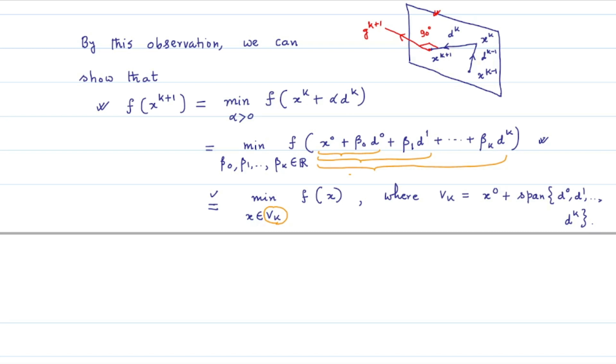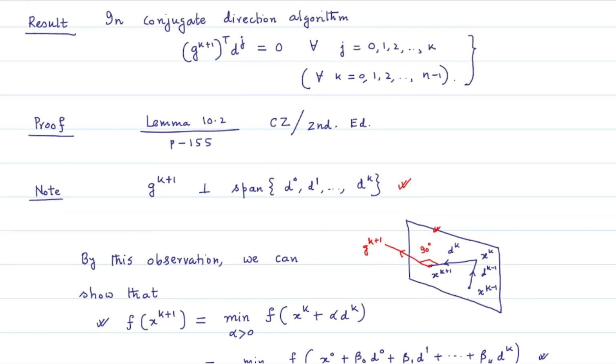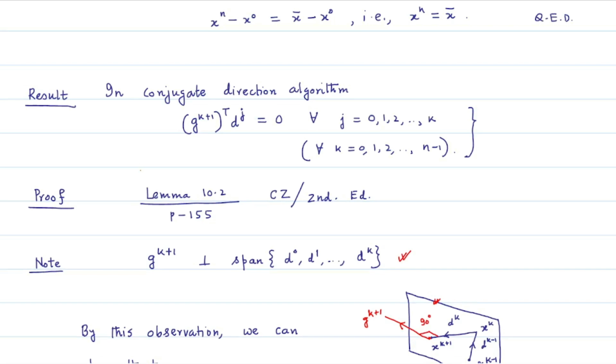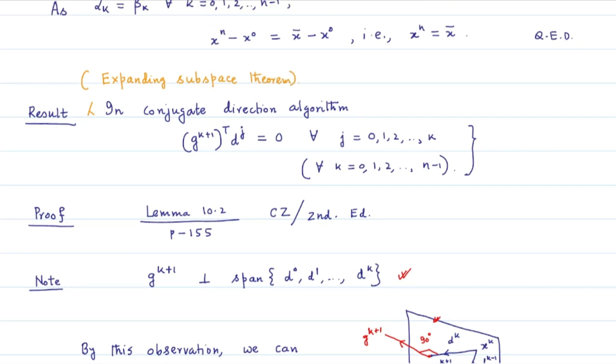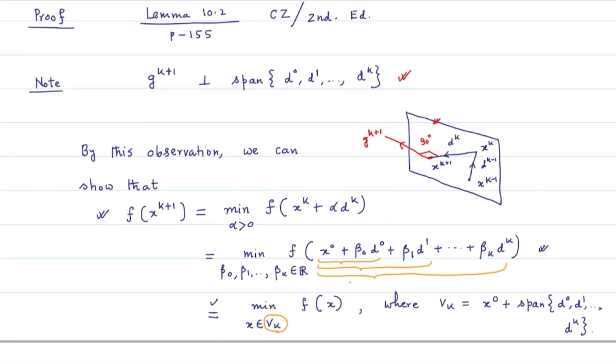As this vector space Vk gets slowly expanded and eventually fills the whole Rn, we usually refer to this result as the expanding subspace theorem. For a proof of this fact, that f(xk+1) is the minimization of f(x) over this vector space Vk, you may please look at page number 157 of Chong and Zak's book, where by a straightforward calculation you will find that this equation is valid.